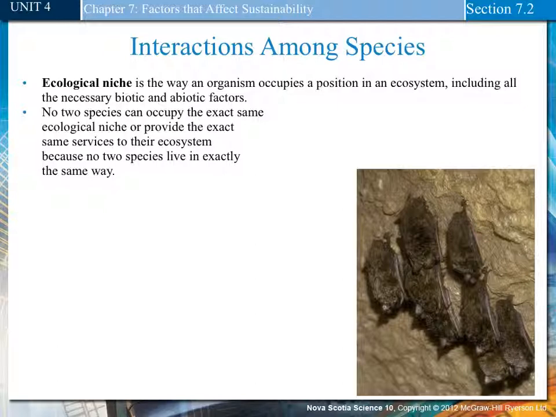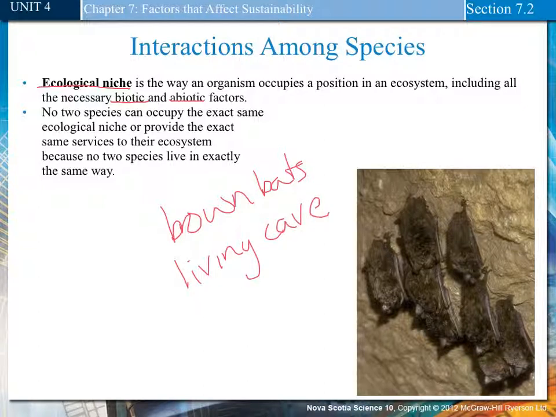Interactions among species. An ecological niche is the way an organism occupies a position in an ecosystem, including all necessary biotic, living, and abiotic, non-living factors. No two species can occupy the exact same ecological niche or provide the exact same services to their ecosystem, because no two species live in exactly the same way. So here we have brown bats, and they are living in a cave, which would be part of their ecological niche.